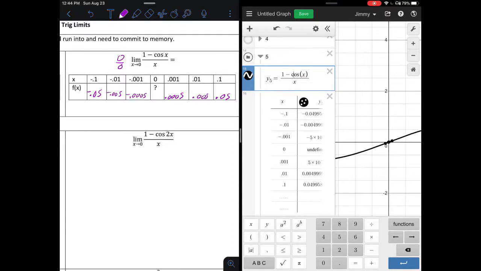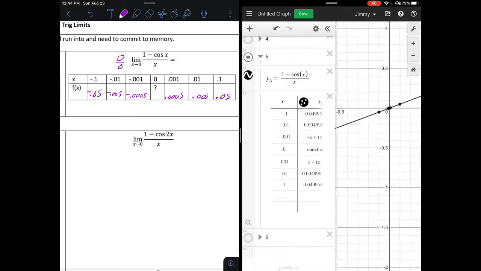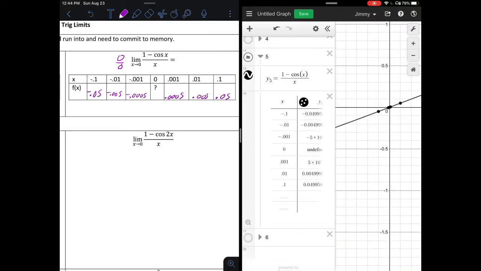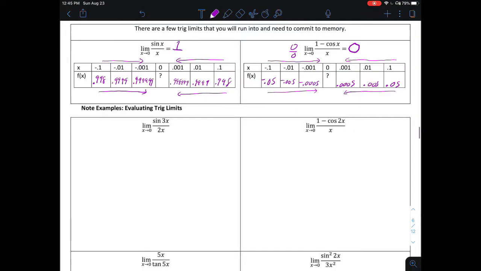Now, using the tabular approach, I've already filled in this table, and I have it over here on the right-hand side with Desmos. Even graphically, if we zoom in, we can see that as your x values approach 0 from the left, the y values are getting closer and closer to 0. As I approach 0 from the right-hand side, the y values are getting closer and closer to 0. So the value of this limit is 0. Now we're going to use those two special trig limits that we need to have committed to memory, along with some properties of limits to solve some of these limits involving trig.